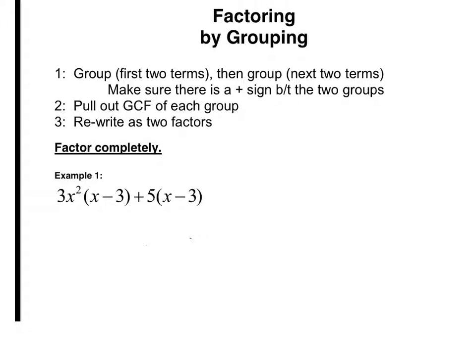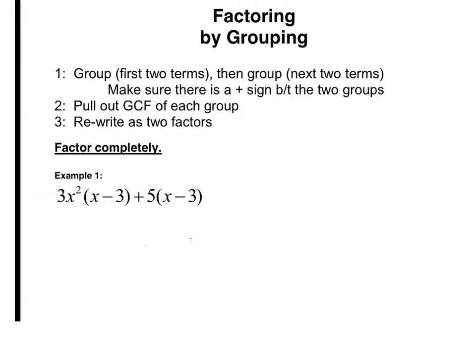Now this one has already kind of been grouped for you, so you can see that this is a binomial because you have a term here. This is one term and this is another term. So we've already grouped the x minus 3 and the 3x squared together, and then we've grouped the 5 and the x minus 3 together.